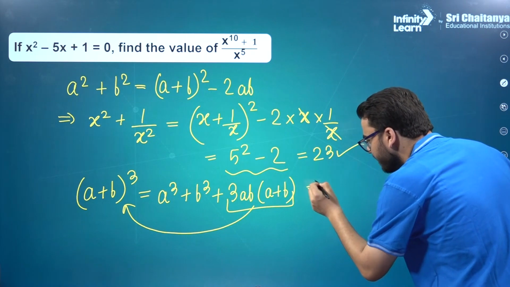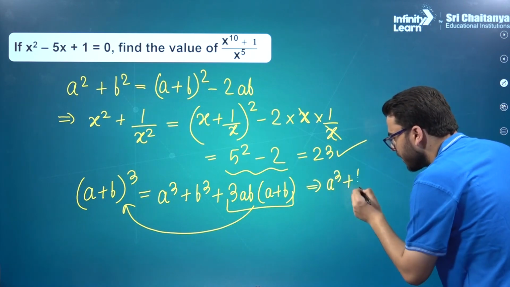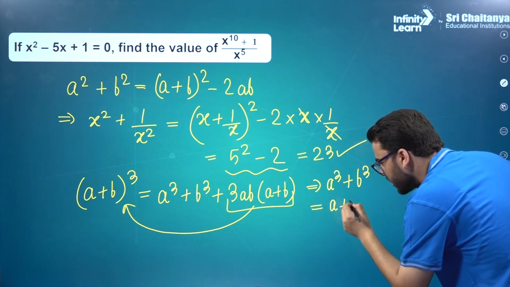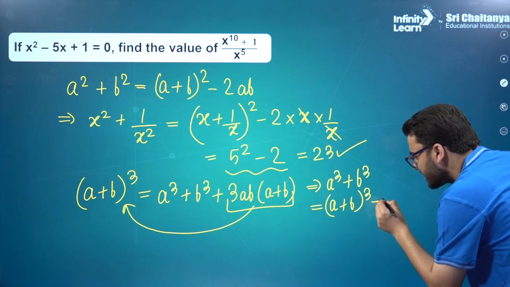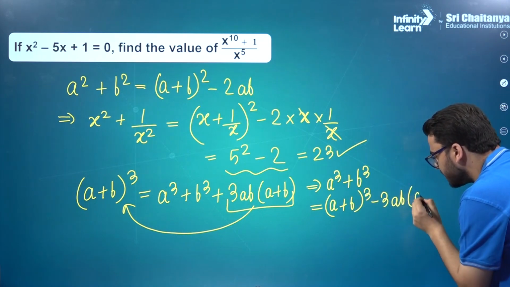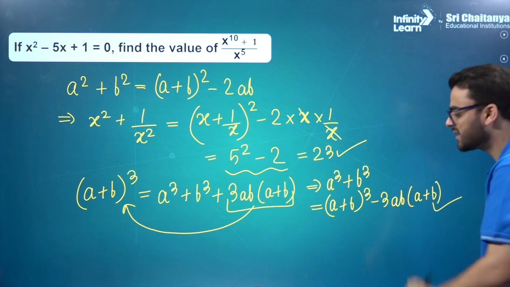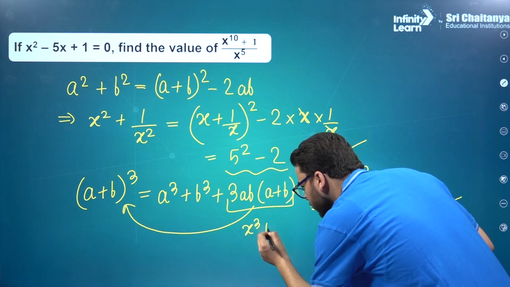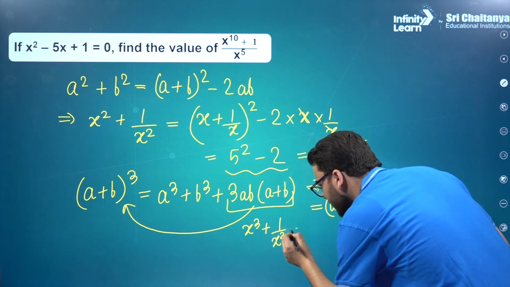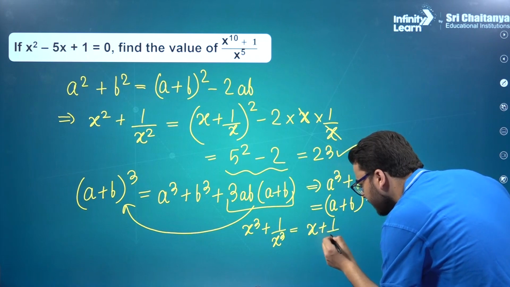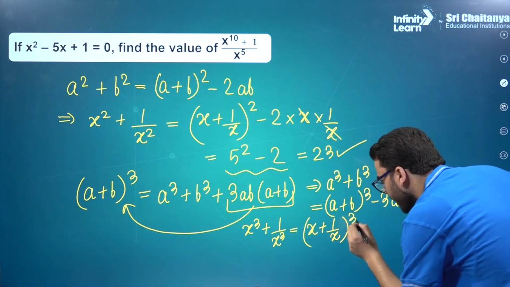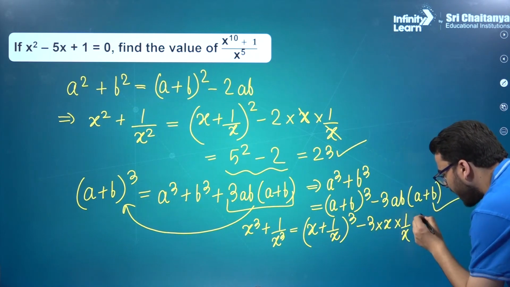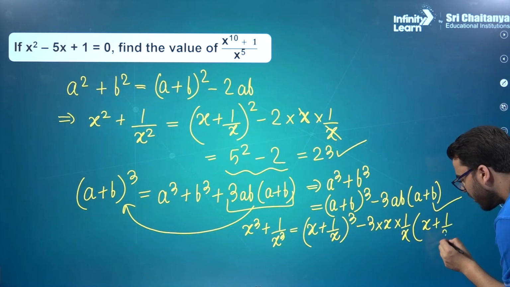So from here, can we find a cube plus b cube? A cube plus b cube over here will be (a + b) the whole cube minus 3ab into (a + b). I hope that one is clear. So from here, if you want to find x cube plus 1 by x cube, what is that equal to? x cube plus 1 by x cube will be (x + 1/x) the whole cube minus 3 into x into 1 by x multiplied by (x + 1/x). I hope this thing is clear.